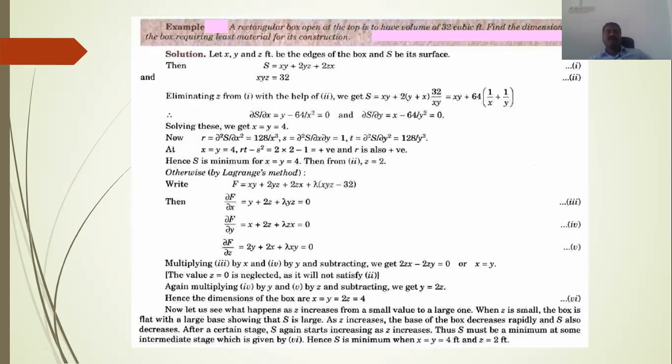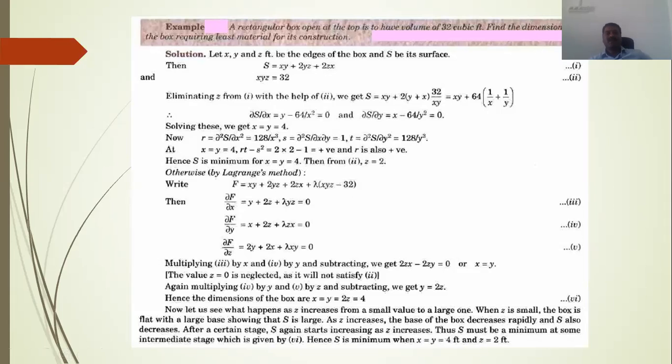What does the Lagrange method say? Form a Lagrange function. What is the Lagrange function? Capital F equal to xy plus 2yz plus 2zx plus lambda times (xyz minus 32). Get the stationary points of the new Lagrange function: dou F by dou x equal to 0, dou F by dou y equal to 0, dou F by dou z equal to 0. Call them equation 1, equation 2, equation 3. Somehow solve these three with respect to the constraint.